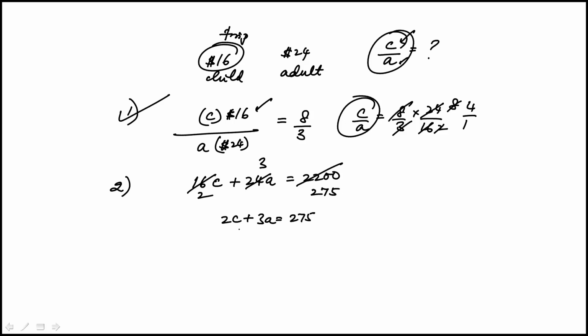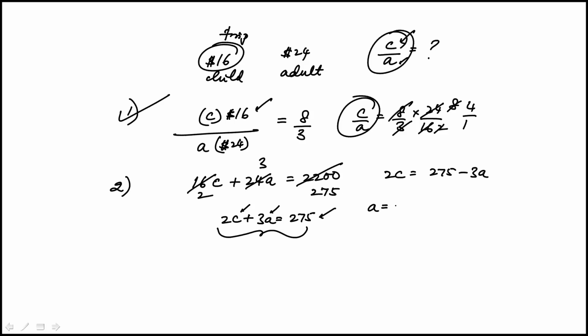If you are uncertain, because sometimes these equations where C and A are integers can have a unique solution, it depends on the context. But here, we will have multiple values. So 2C equals 275 minus 3A, and I can kind of quickly show you how.